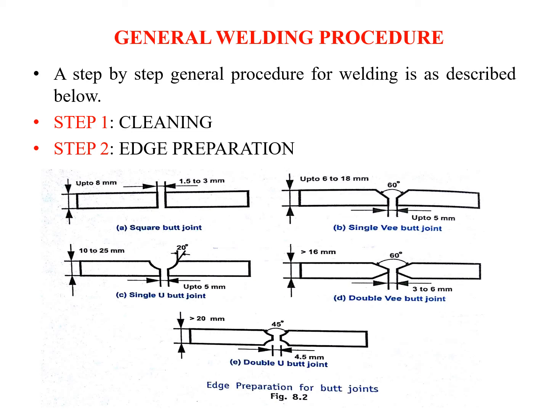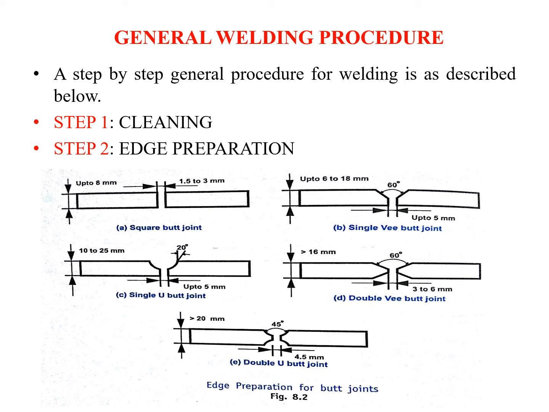And then in figure B we can see that if the thickness of the component to be welded is 6 to 18 mm, then we have a chamfer of about 60 degrees, and you can see the gap between the two joints is about 5 mm. So this is called the single V butt joint.